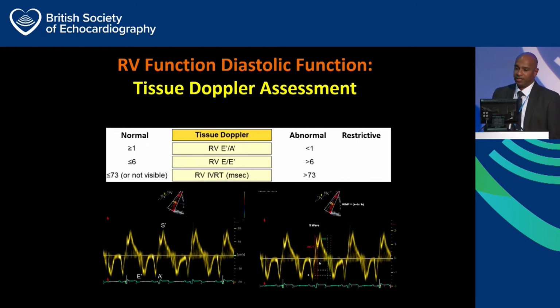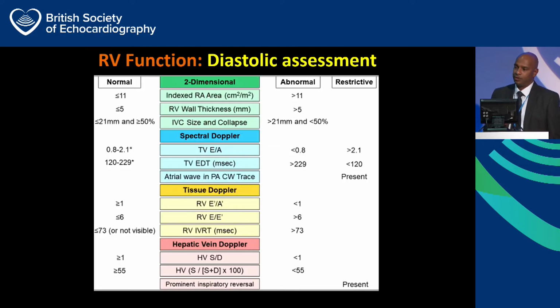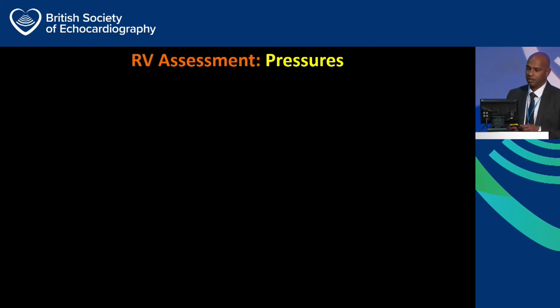The third group is tissue Doppler assessment of the lateral annulus, looking at things like your E/E' or your IVRT. And finally, hepatic vein assessment, looking at your Doppler flow in systole, diastole, and the normal reversals we get after systole and your atrial reversal. As with left ventricular diastolic function, no one measure should be used in isolation. So if you are going to attempt to assess right ventricular diastolic function, you need to look at measures from all of those 4 groups that I've just briefly mentioned.